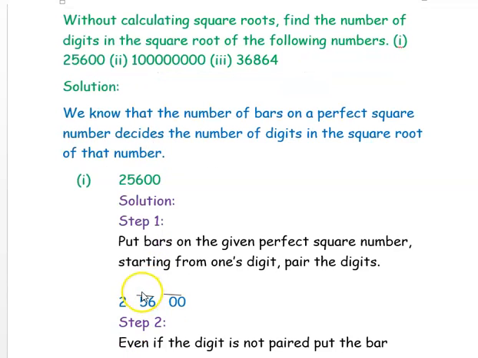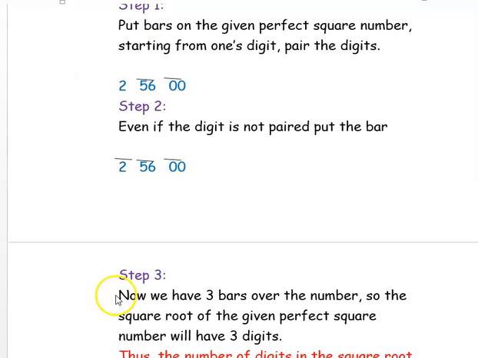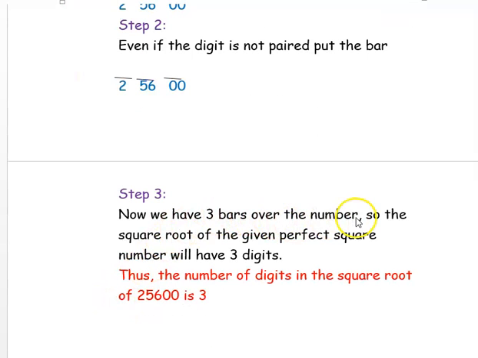So now, as the first step, I put bars on the given perfect square number starting from the ones digit, pairing the digits. So I have paired 0, 0 and placed a bar, and I have paired 6 and 5 and placed a bar, and the 2 is left. We know that even if the digit is not paired, we put a bar over it. So I have put a bar over the 2. Now we have 3 bars over the number. So the square root of the given perfect square number will have 3 digits. Thus the number of digits in the square root of 256 is 3.